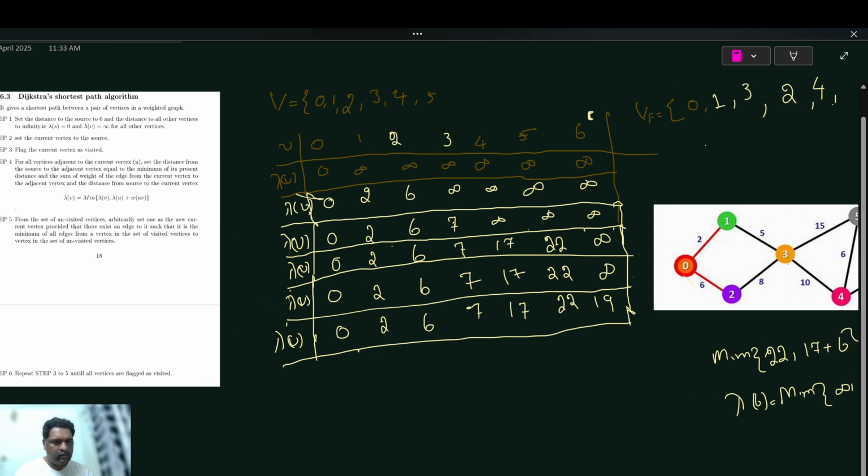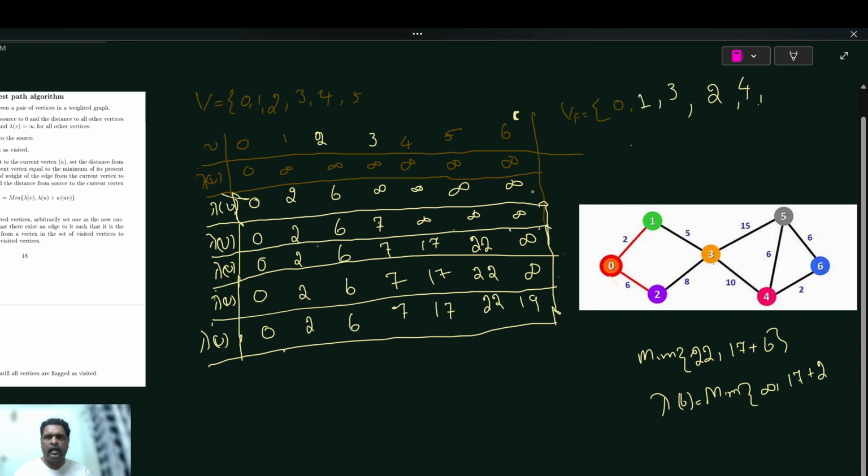Six is the current vertex, and 6 is added to our set of visited vertices, and the value of lambda is recalculated for all vertices which are adjacent to 6. Here there are only two vertices which are adjacent to 6, that is 5 and 4. So the lambda value for 6 is 19.